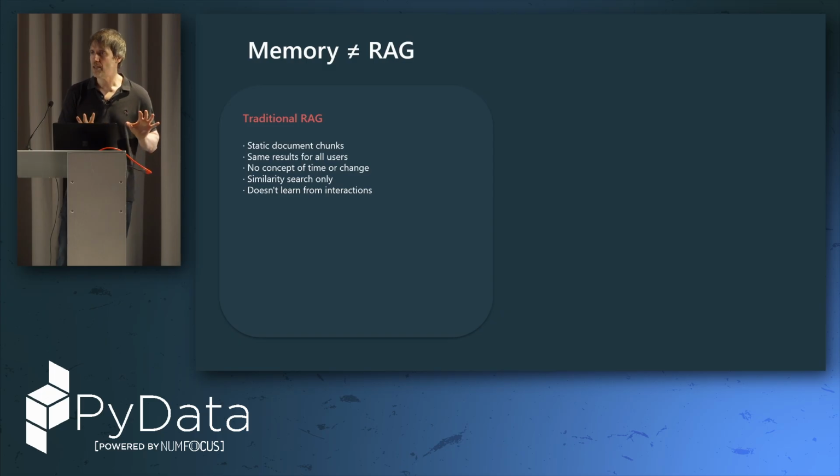Traditional RAG, it seems crazy to be calling it traditional, doesn't it? It's only less than 2 years ago, it was like the latest thing, a complete paradigm shift in everyone's thinking, and now traditional RAG, old hat, old school. Old school RAG, traditional RAG, we're talking about static document chunks, same results for all users, no concept of time or change, typically similarity search only. Well, always similarity search only, different types of similarity searches, obviously vector, text search, and so on. And doesn't learn from interactions.